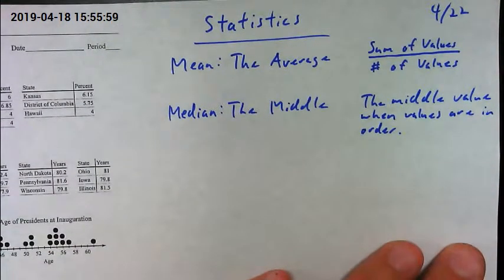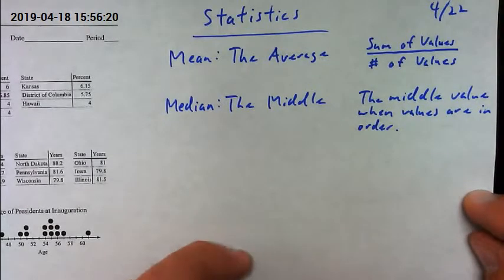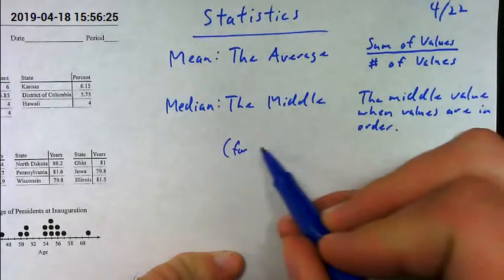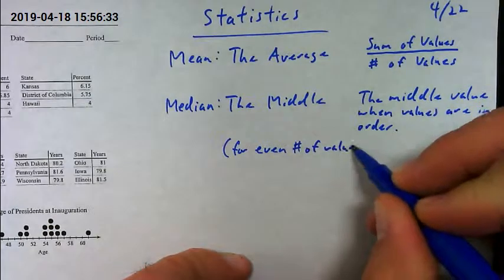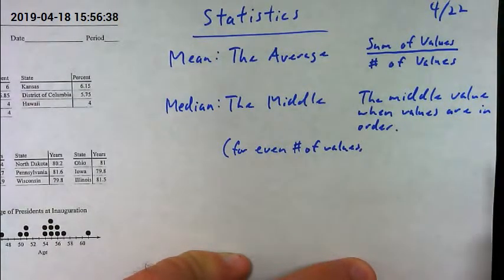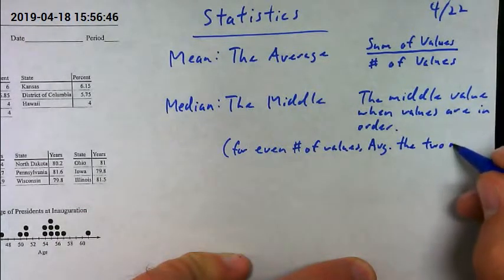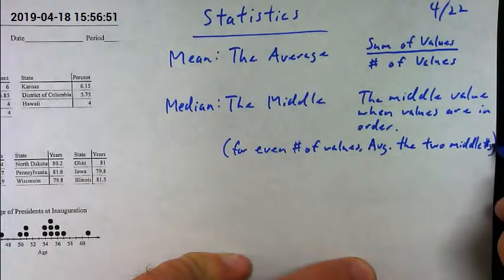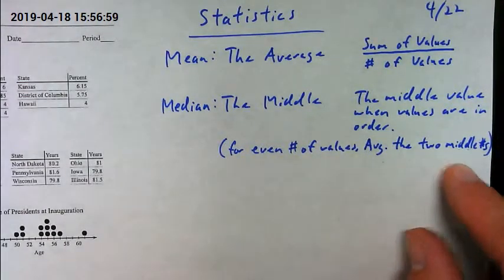Now, sometimes it'll be more than just the middle number, because whenever we're doing the median, you can only have one number as the median. But if you have an even number of values, you'd have two numbers that were in the middle. So you need to take the average of the two middle numbers, or the mean of the two middle numbers. So again, for an even number of values, average the two middle numbers.